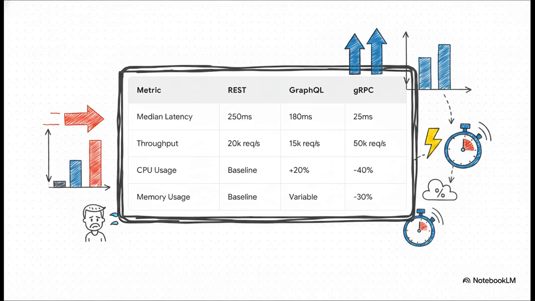And this is where you really see the impact. Just look at these production benchmarks. The median latency: gRPC is sitting pretty at 25 milliseconds. REST, it's way up there at 250. And throughput, gRPC is handling 50,000 requests a second, which is more than double what REST can even dream of. The difference isn't just big, it's absolutely staggering.